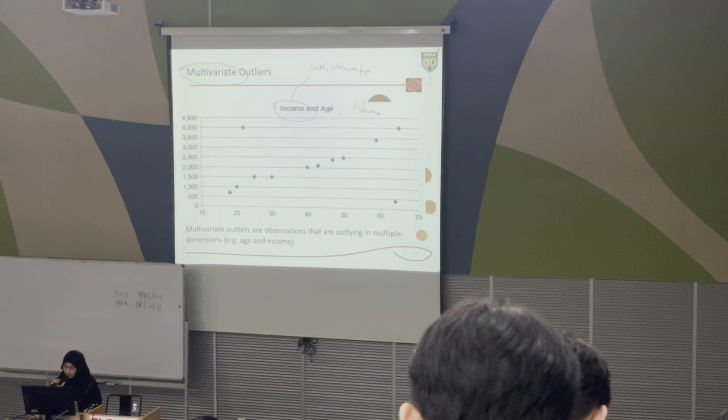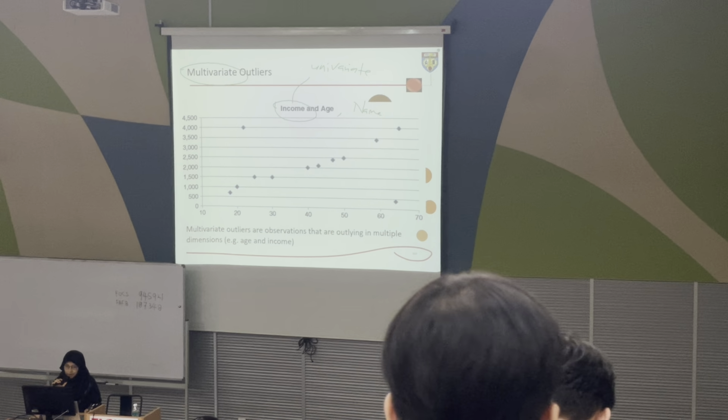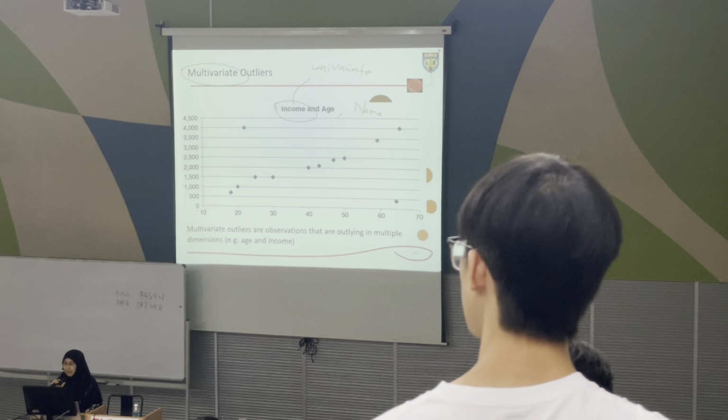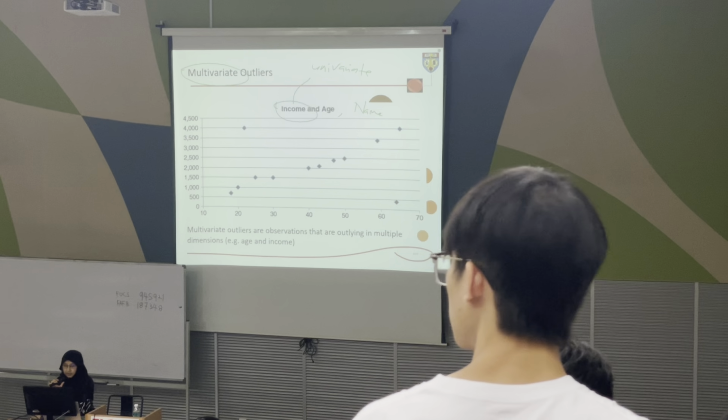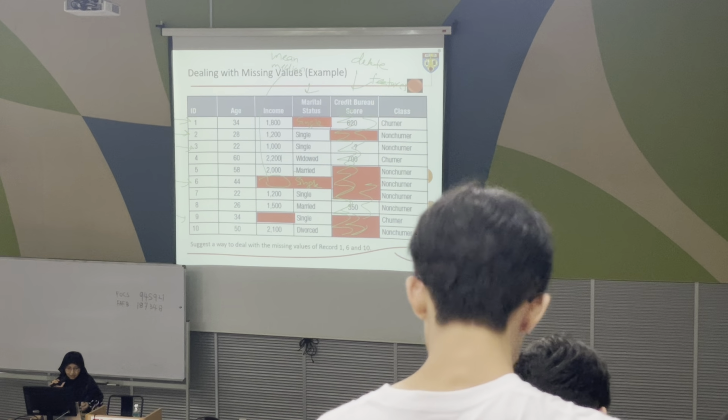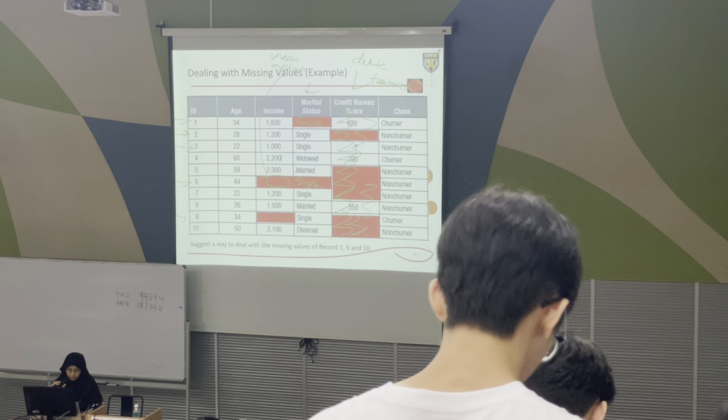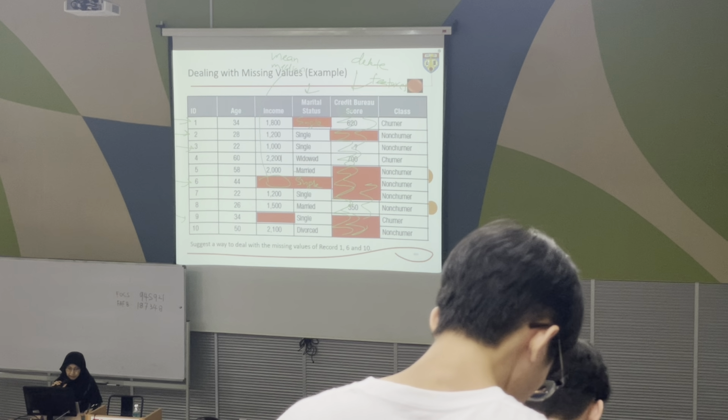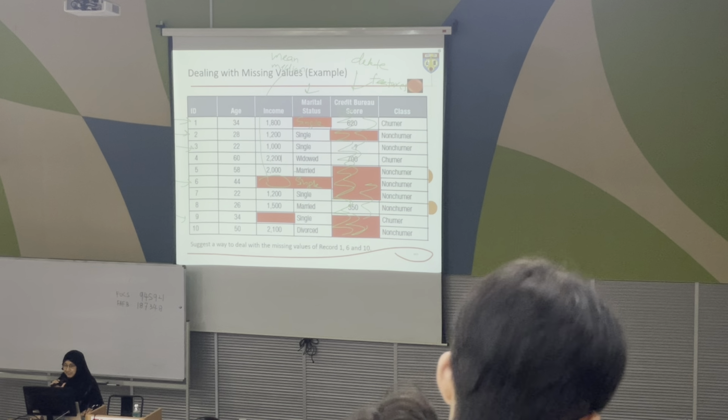Okay, so in your data set you might also have multivariate outliers, just like the data set here. For example, here we have outliers and missing values. So this one is considered as multivariate outliers.